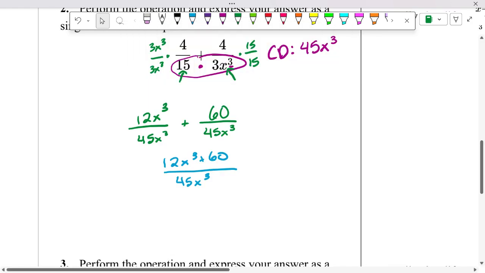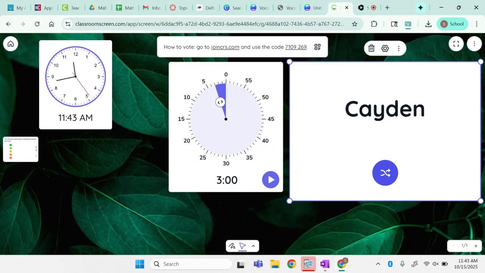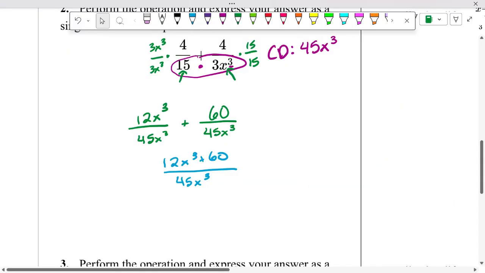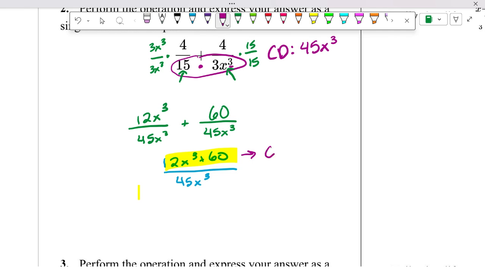So let's go with Caden. So Caden, if I'm just looking at the numerator only, so the top, how could I factor that? What do I always look for first? How can I factor this numerator right here? What do you look for first? Always GCF. Is there one? Yeah, there's one. So what number can go into both 12 and 60? 6. Higher. 12. Yep. So there's a GCF of 12.